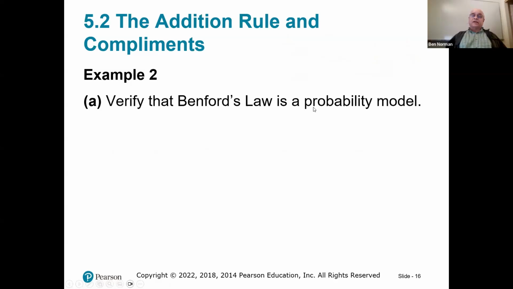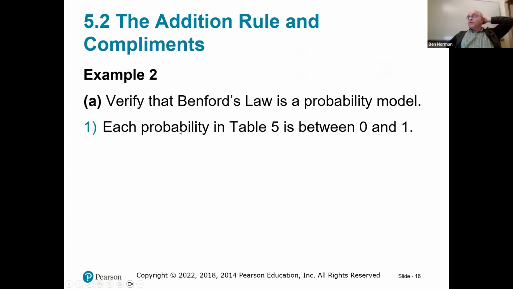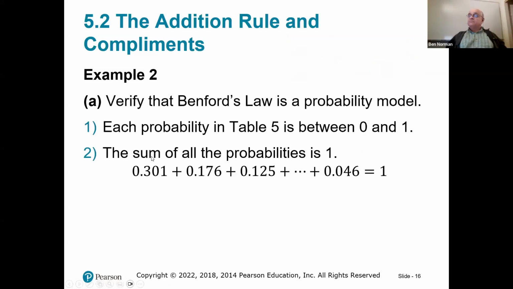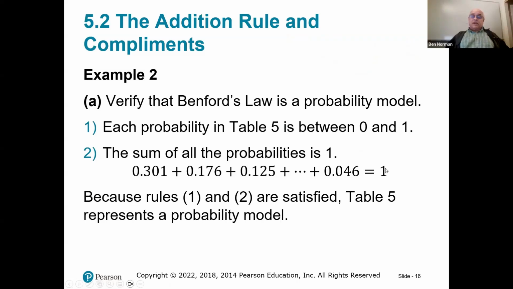Verify Benford's law is a probability model. Number one, each probability in table 5 is between 0 and 1. Check. If you look at the sum of all these probabilities, they all add up to 1. So because rules 1 and 2 are satisfied, table 5 represents a probability model. Those two rules, those are foundational. It doesn't get anything more complicated than that.